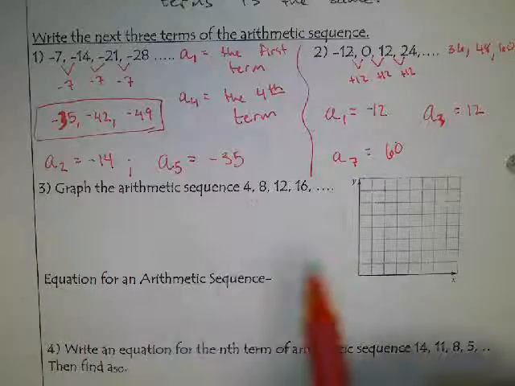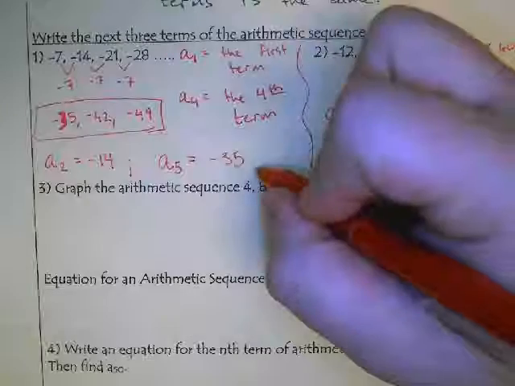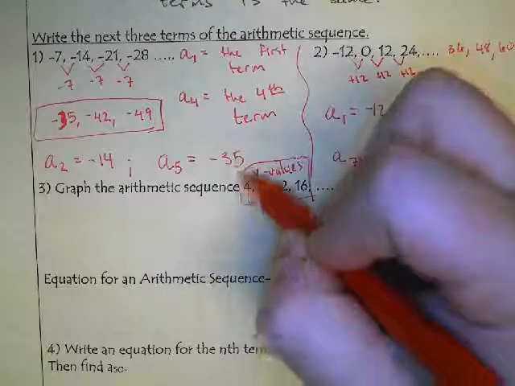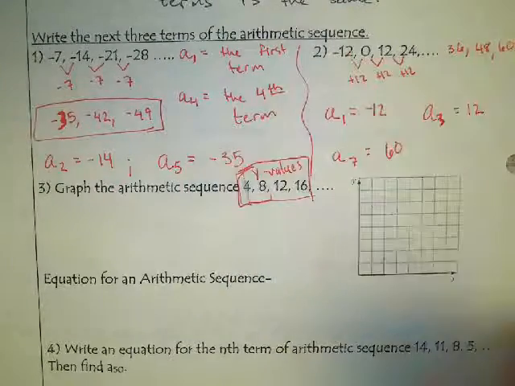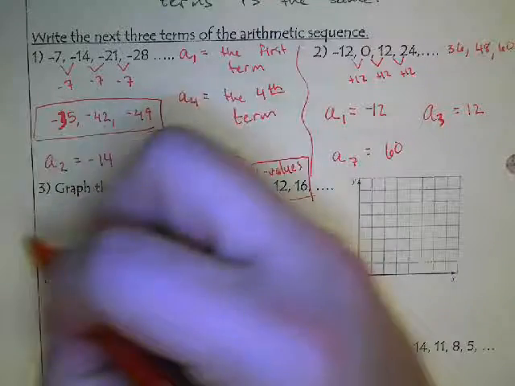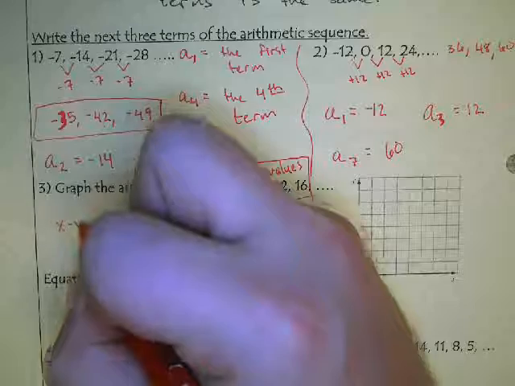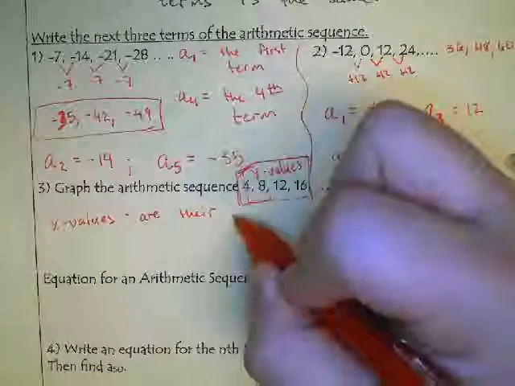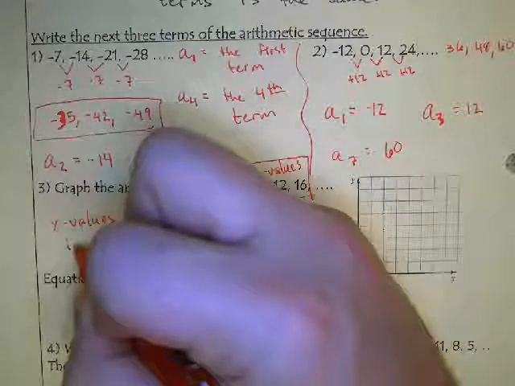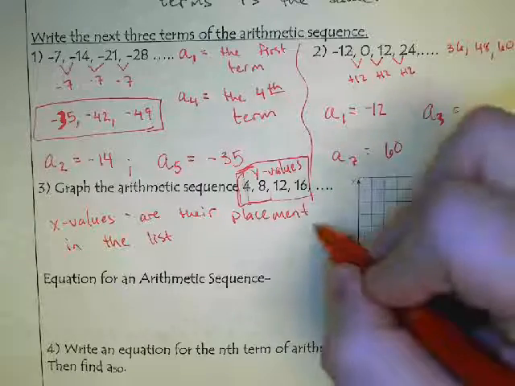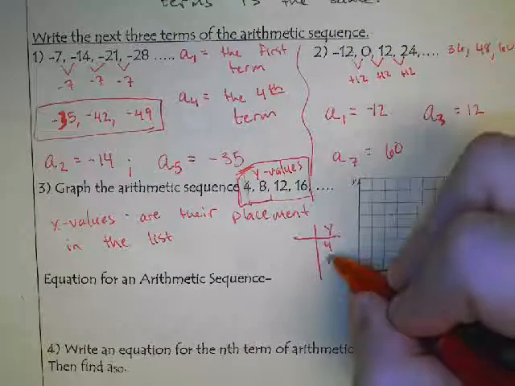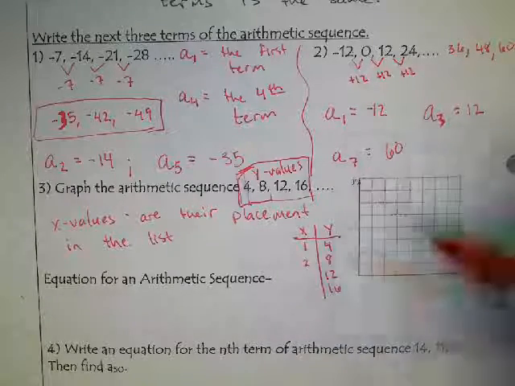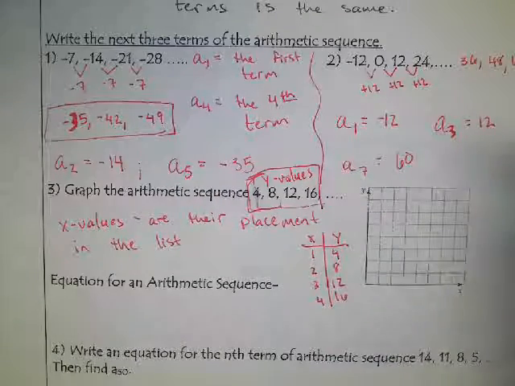Okay, so the way we graph these is we're going to treat the 4, 8, 12, and 16 as our y values. And our x values are their order in the list. So say I was building a T-chart for this. My y values would be 4, 8, 12, 16. My x values would just be their order. My first term is 1, my second term is 2, my third term is 3, and my fourth term is 4. Then we can plot these.